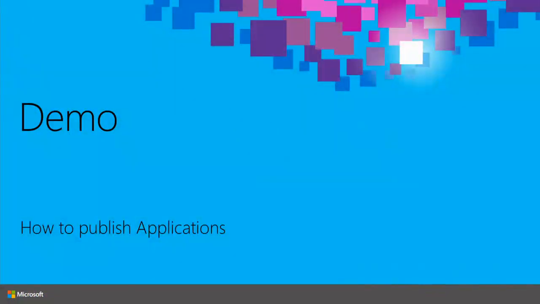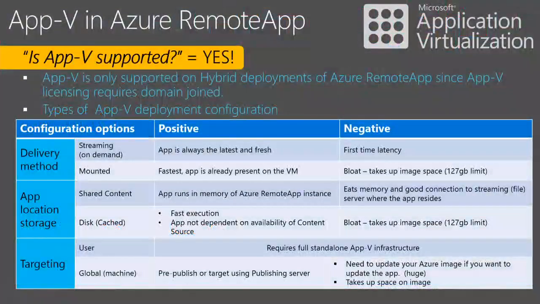So going back. AppV, Aaron Ruckman's in the audience. He's got a session here on Friday, right? So he's going to be diving into AppV. General question we get, is AppV supported on Azure Remote App? The answer to that is yes. There's a deployment method called hybrid and cloud. It's only supported in hybrid because AppV has a requirement that to use AppV, you have to be on a domain joined PC. So that's part of the licensing agreement with that.